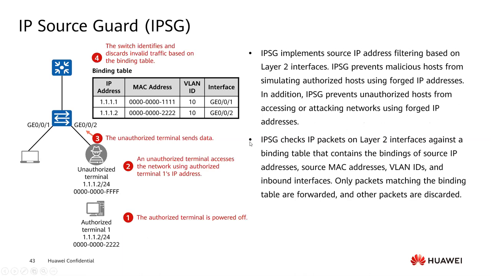Next one is IPSG. IPSG also works with DHCP snooping. DHCP snooping will generate the binding table on the switches, and if the switch receives an IP packet whose MAC address and IP address are not in the binding table, then this packet will be rejected by the switch, which can also prevent the man-in-the-middle attack. This is IP Source Guard, which works with DHCP snooping.